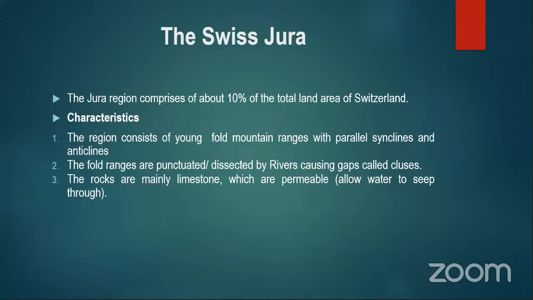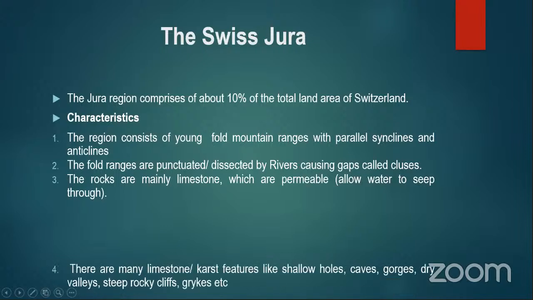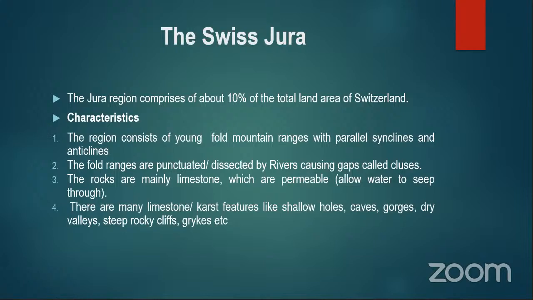Then number 3, the rocks are mainly limestone, which are permeable. They allow water to seep through. Then characteristic number 4, there are many limestone or karst features, like sinkholes, caves, gorges, dry valleys, steep rocky cliffs, or grikes.